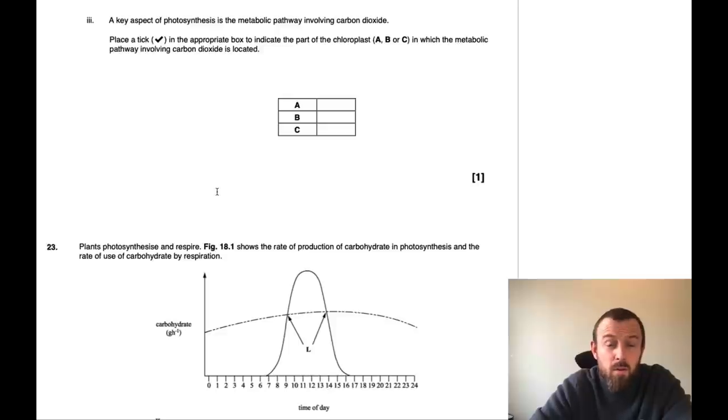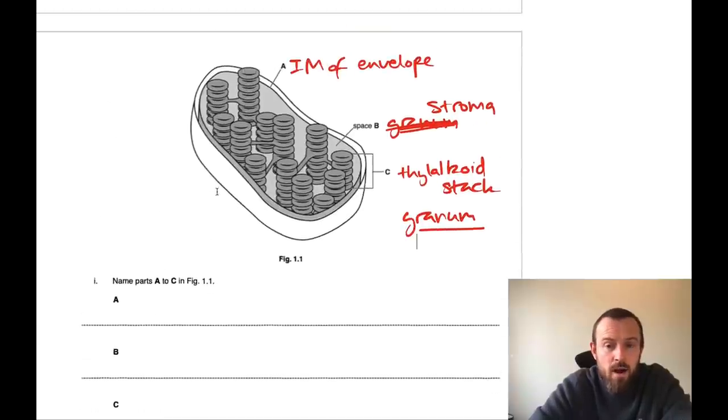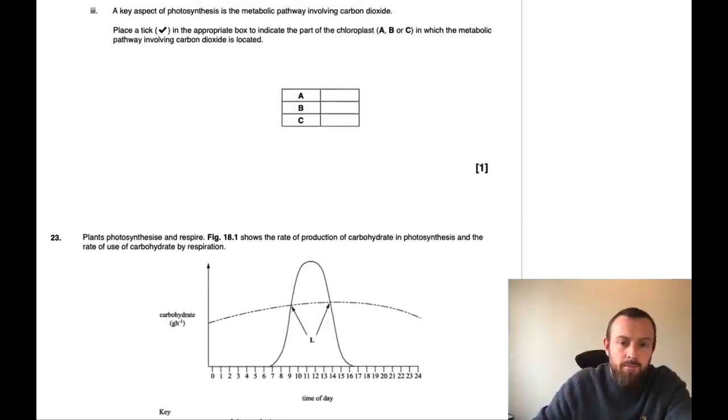Where is the part involving carbon dioxide? So this is the light independent part. It's asking you where is the Calvin cycle happening? And that is in the stroma. So the answer is just B for that. B. Oops, highlighted there, never mind.